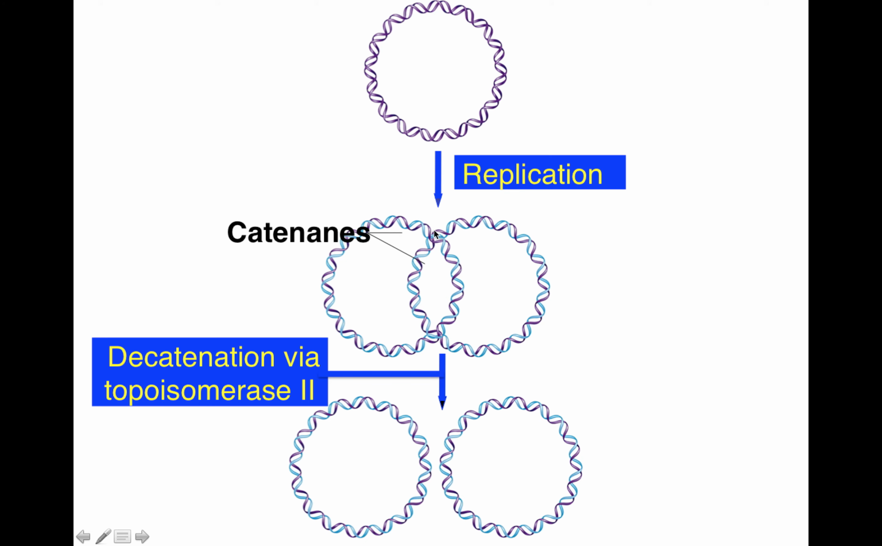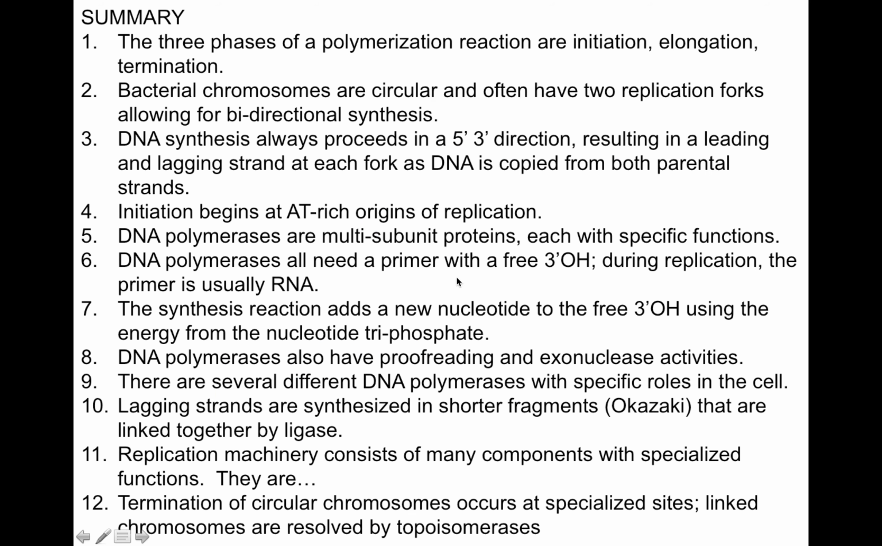At the very end of replication, after the two chromosomes are completely replicated, they are actually linked like magician's rings. They're catenanes, and you have to use a topo 2 to break those two chromosomes apart so that one chromosome can go to one new bacterial cell and the other chromosome can go to another bacterial cell.